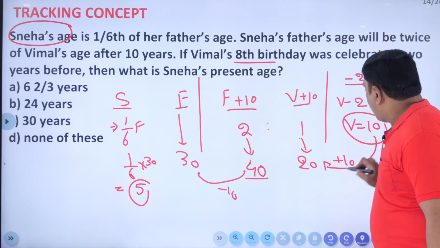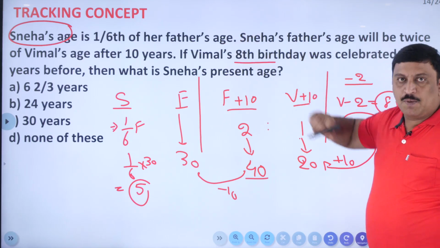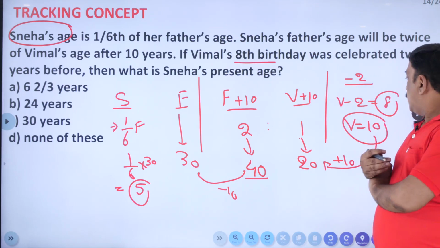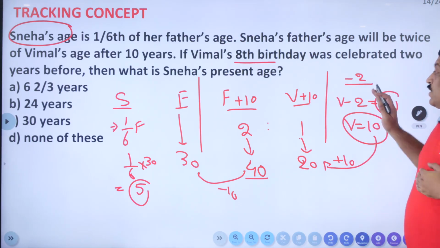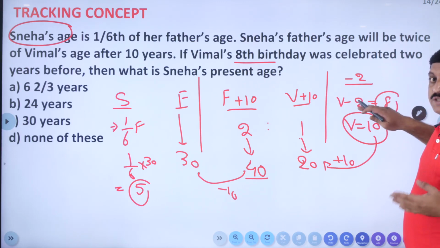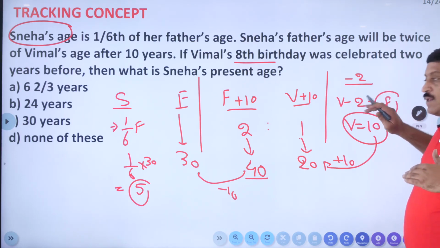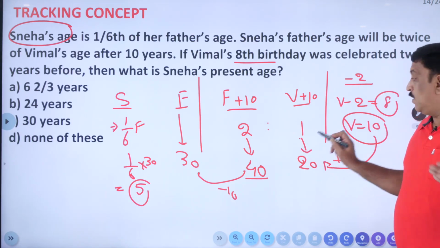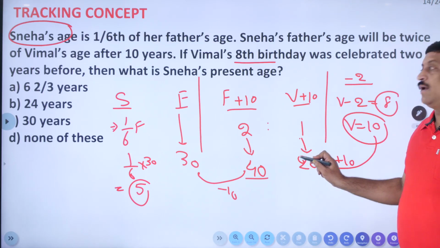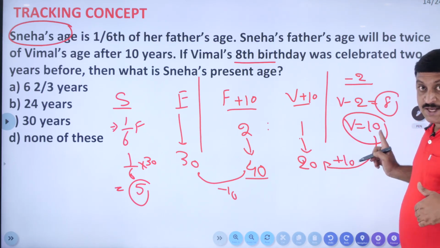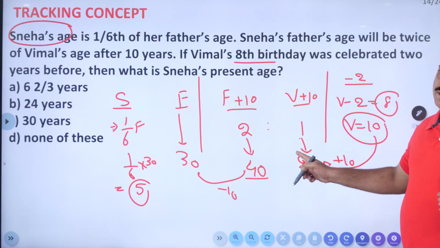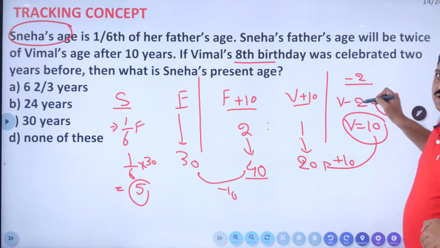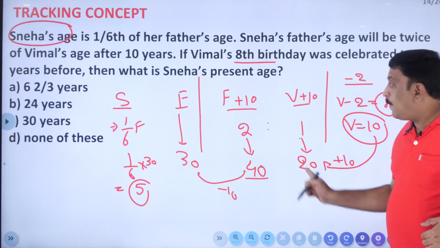See this one. So first of all, it is a back tracking, forward tracking, whatever the case. That's why it is made as tracking concept, right? So here, Vimal's 2 years back age is given. That is, 2 years back he was 8. He celebrated birthday. That's why we have taken Vimal 10. He is compared with after 10 years his age only. So I came back with adding 10 or removing 10. This is present. That's why I have added 10. 2 years back, he is 8 only. But present he is 10. But this is compared with after 10 years.